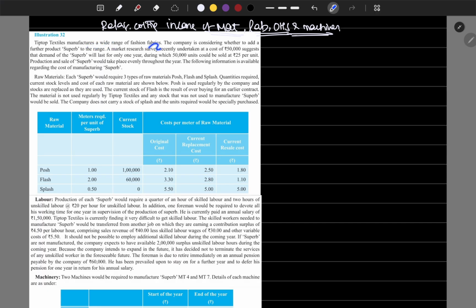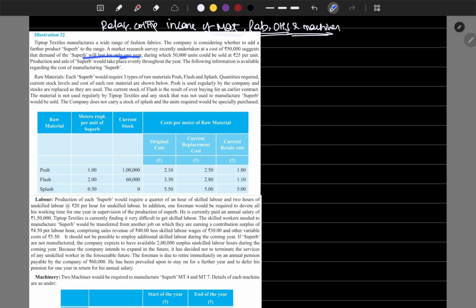Tip Top Textiles manufactures a wide range of fashion fabrics. The company is considering whether to add a further product, Superb, to the range. They are planning to introduce a new product. They have done a market research survey recently undertaken at a cost of 50,000. Already undertaken, so it's a past sunk cost. Don't consider this. This is a sunk, historic or committed cost. Everything is irrelevant for decision making purposes.